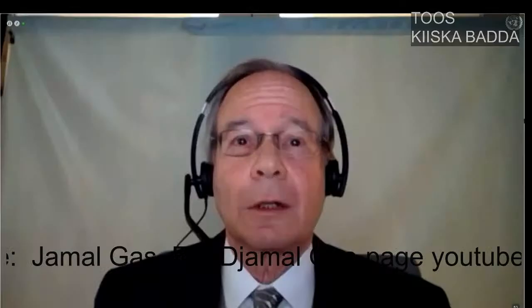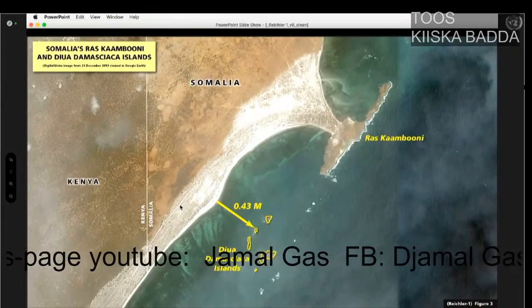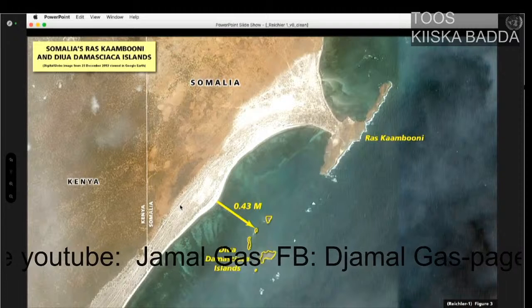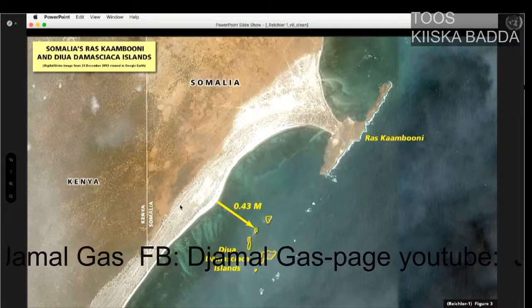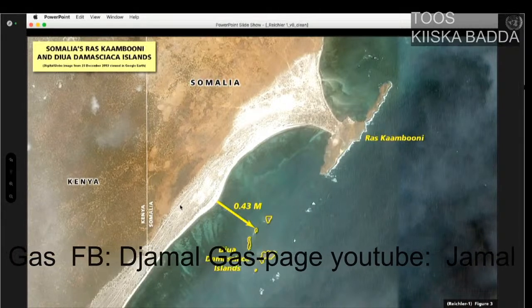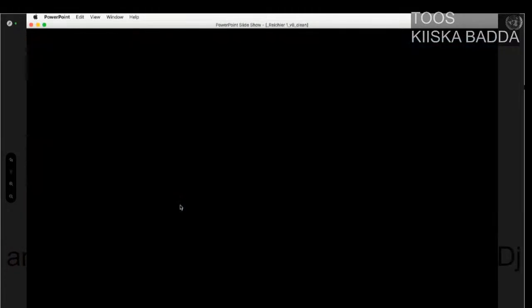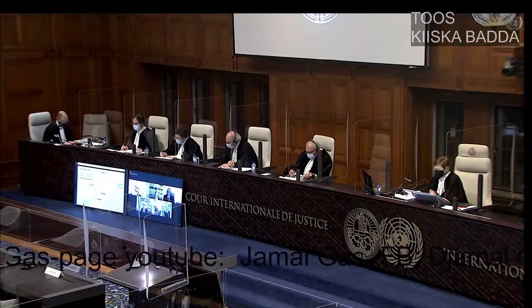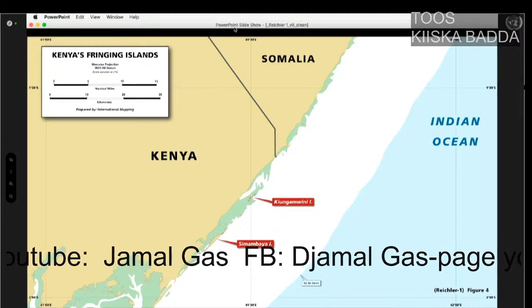To be sure, a closer look at these coasts reveals the presence of some small islands on both the Somalia side and the Kenya side of the border. On Somalia's side, here and at tab 47, you will find the Dooda Mashiaka Islands, a few rocky islets less than half a nautical mile offshore, just to the south of a headland at Ras Kambuni. Kenya, too, has some small fringing islands immediately adjacent to the continental coast. They are shown here and at tab 48, specifically Kiungamwini and Simambaya Islands.